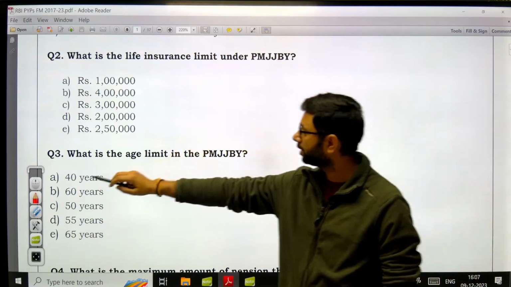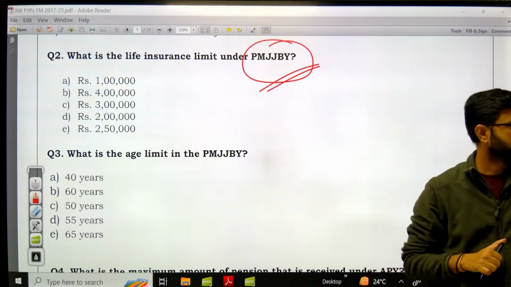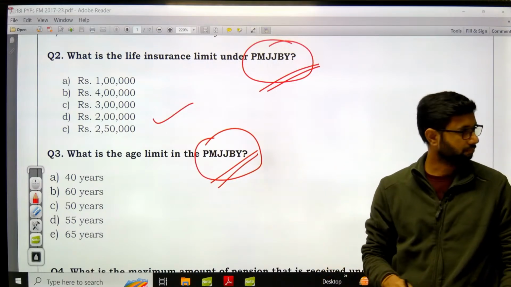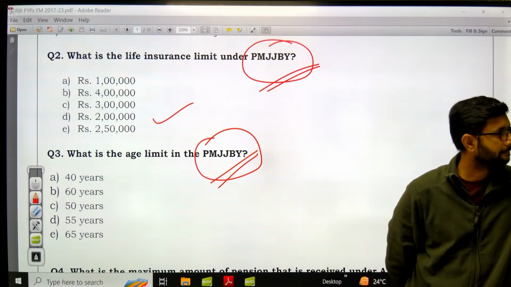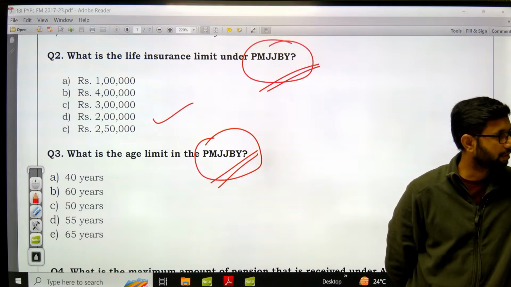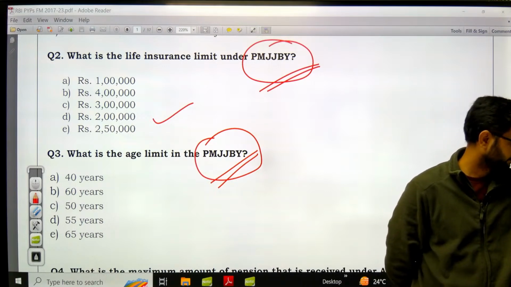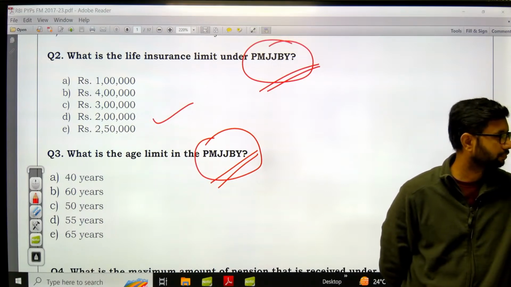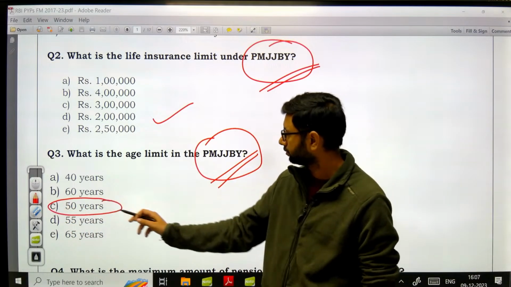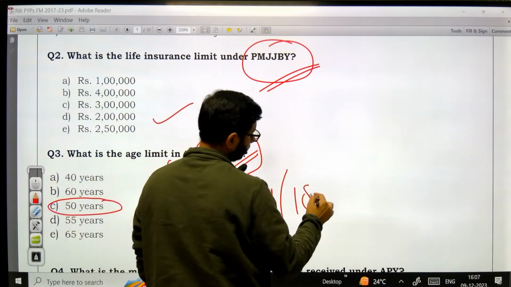What is the life insurance limit under Pradhan Mantri Jeevan Jyoti Bima Yojana? Very easy question. Correct, 2 lakhs. What is the age limit in Jeevan Jyoti Bima Yojana? Sejal says D, Lokesh says 40, 50. 50 is the correct answer. 18 to 50 years. In Jeevan Jyoti Bima Yojana, it is 18 to 50.